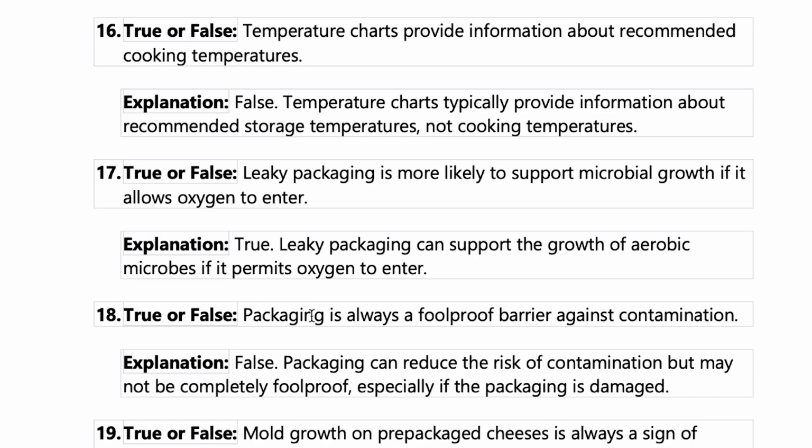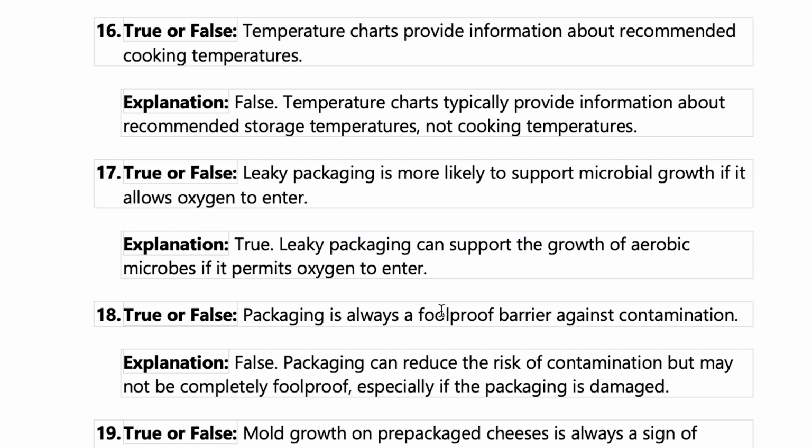Yes, because I remember that most germs, bacteria, molds are aerobic, they require oxygen, most of them. Number 18, packaging is always a foolproof barrier against the contamination. It just reduces the risk. It's false, but not completely foolproof, not always.